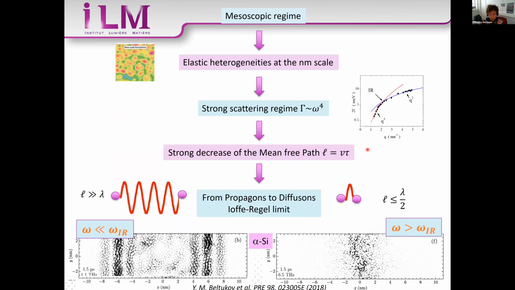So for glasses, we can say that at the mesoscopic regime, we have elastic heterogeneities. They cause the strong scattering regime, and so they cause the strong decrease of the mean free path. And for this reason, we switch from a situation where the mean free path is much larger than the wavelength, and then the phonon propagates well and is called a propagon, to a case where the mean free path is smaller than the wavelength, and then the phonon doesn't propagate anymore, and we are in the diffusion case. Here you see some sketches of a propagative and diffusive motion of the atoms when we start a motion at the zero position of the sample.